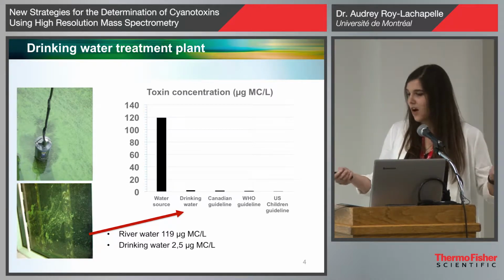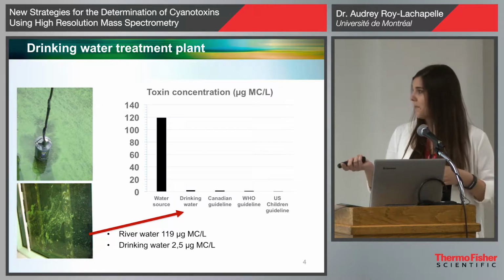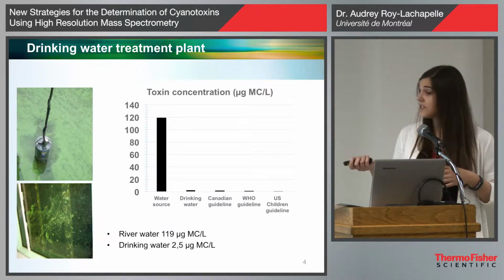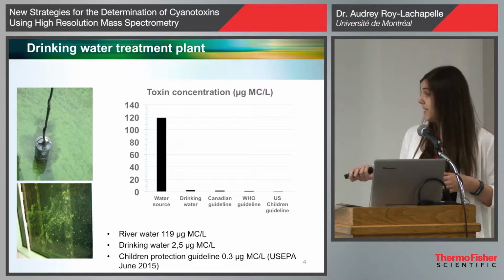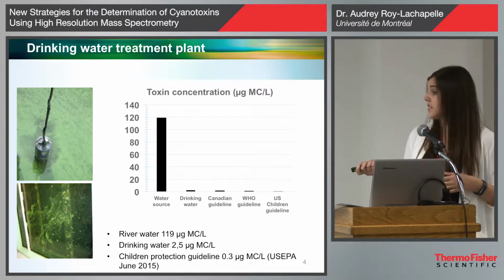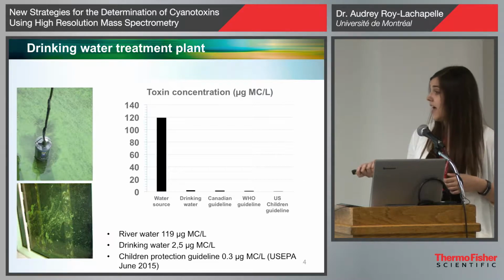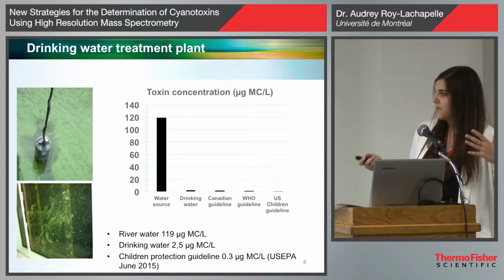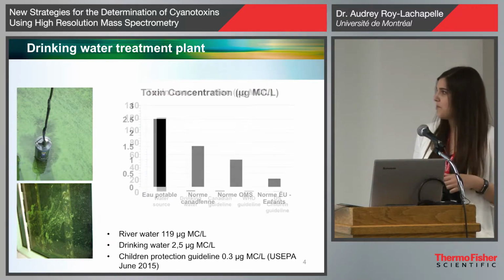We went there, we saw, oh, there's a massive bloom, and it was really problematic. Also really interesting, the US EPA in 2015 suggested a regulation for children's protection, and the regulation is 0.3. So with 2.5, it's a little bit problematic.